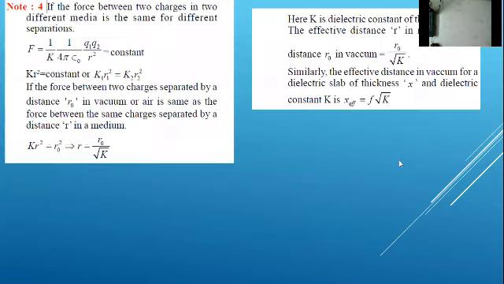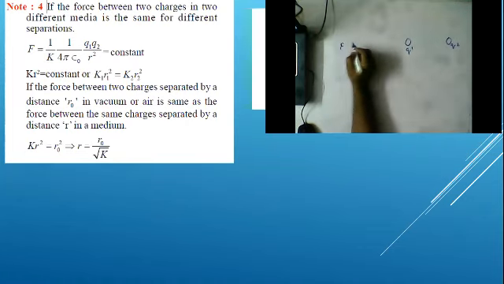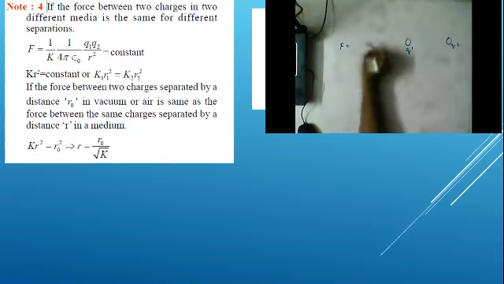So what is this? We discussed this formula. For example, I'm just explaining here, guys, just observe. This is a charge Q1 and this is another charge Q2. Now the force between these two charges will be given by the formula F is equal to K into Q1 Q2 by R square.